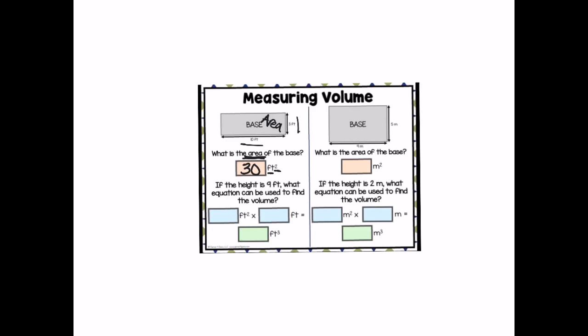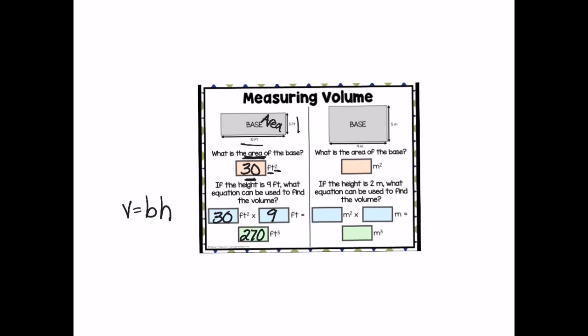If the height is 9 feet, what equation could be used to find out the volume? Well, our equation could be volume equals base times height. Our base is 30. Our height is 9. 9 times 3 is 27, which would be 270 feet cubed.